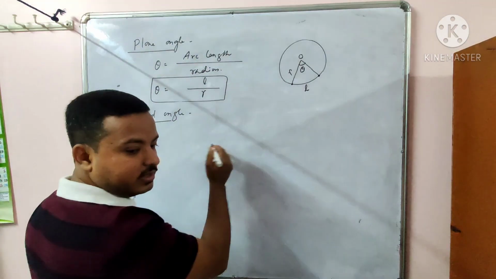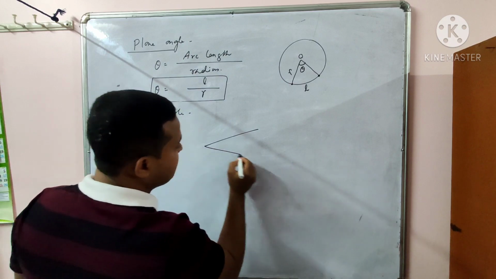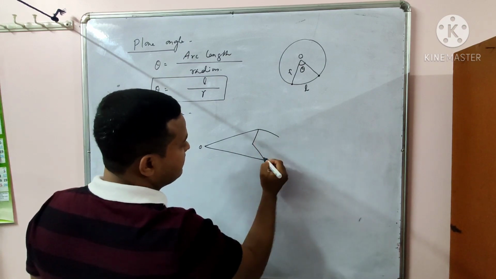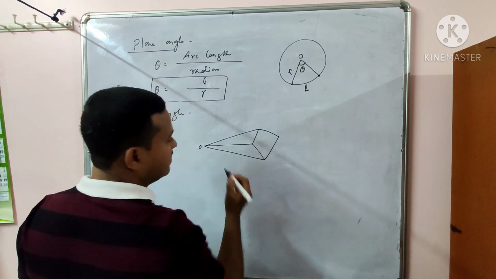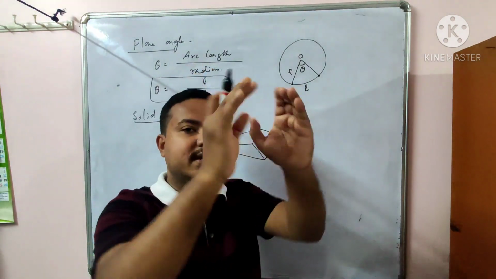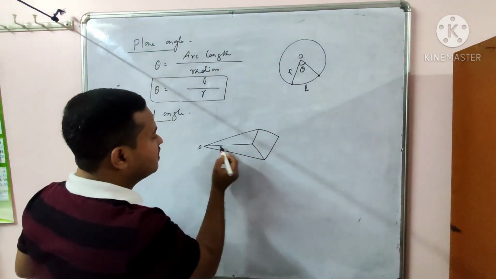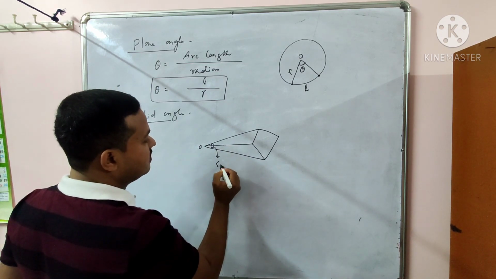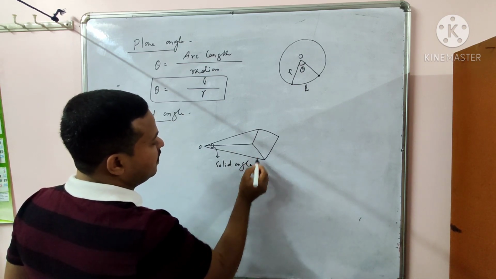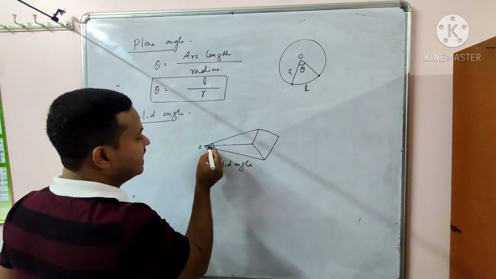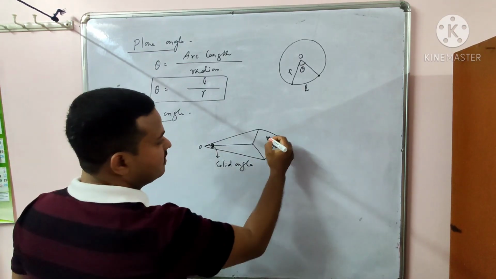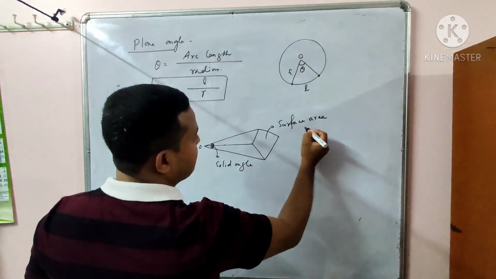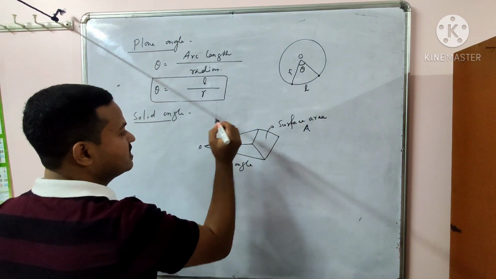Here, suppose this is the center of the sphere, and if we consider a part of the sphere, for example a globe, then the globe covers a certain surface area and makes this much angle at the center. So this angle is called what? Solid angle. A part of the sphere makes an angle at the center, and that angle is called the solid angle. Suppose the surface area is A, and the distance, the radius, is R.